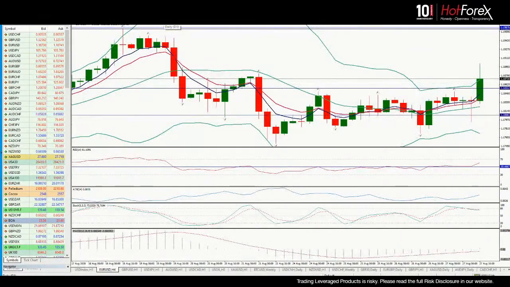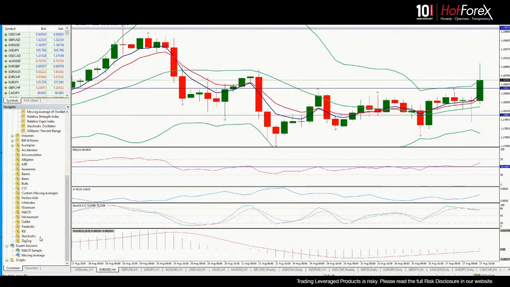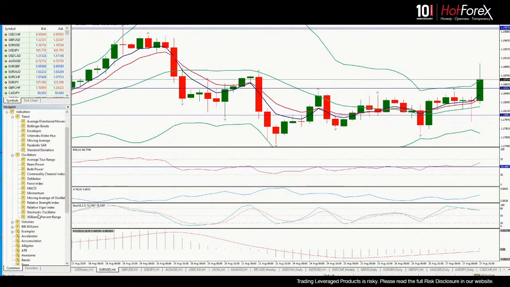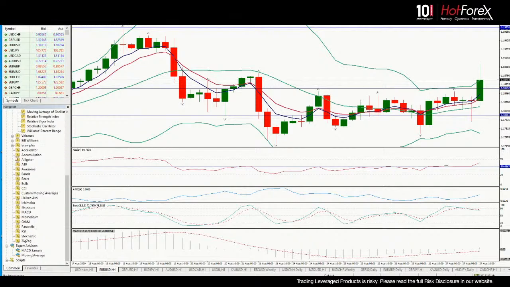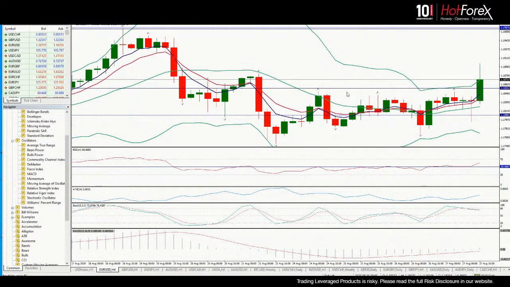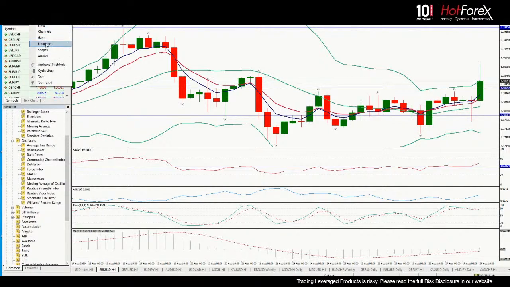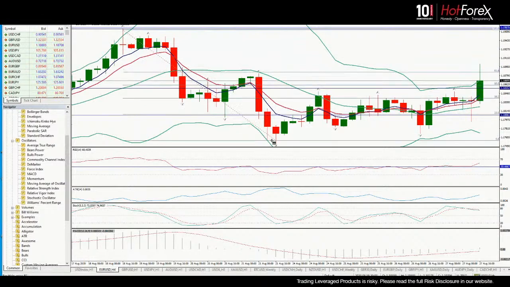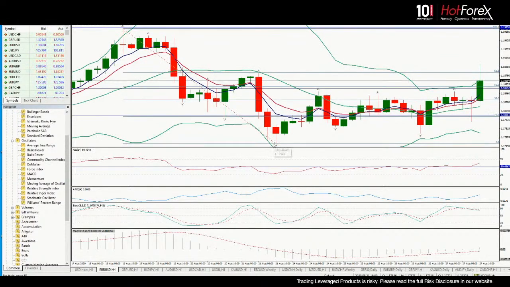Now, let's have a look. Actually, let me put my navigator with the indicators on. You can use Fibonacci retracement, and we can get some immediate support and resistance areas.